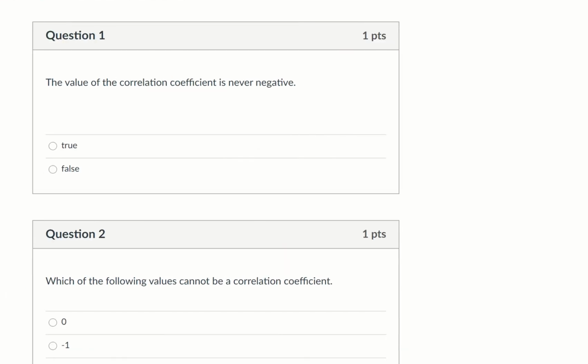This lesson is all about calculating the correlation coefficient and the idea of R. So here for question 1, the value of the correlation coefficient whenever it is calculated is never negative. And that is actually false, because remember that R is a value that can be between -1. It could be equal to -1, and it can also equal +1. It could be 0. The only thing that R cannot be is anything outside of that range. So R cannot be like 1.1 or 1.5 or anything like that. So this right here is false.